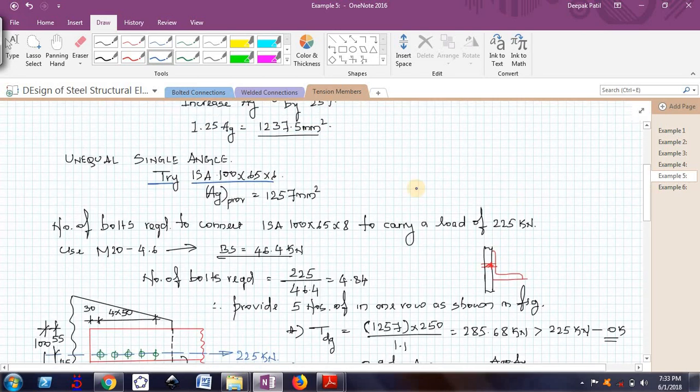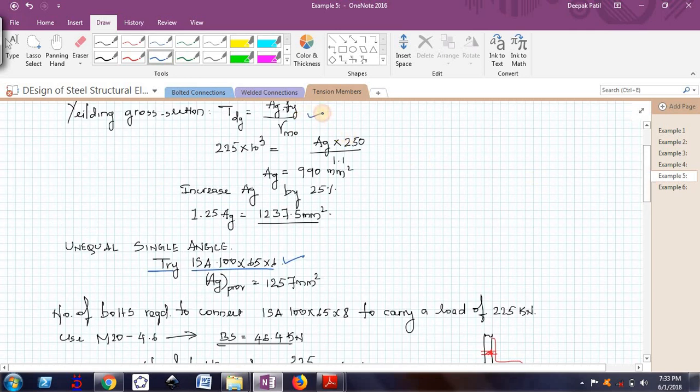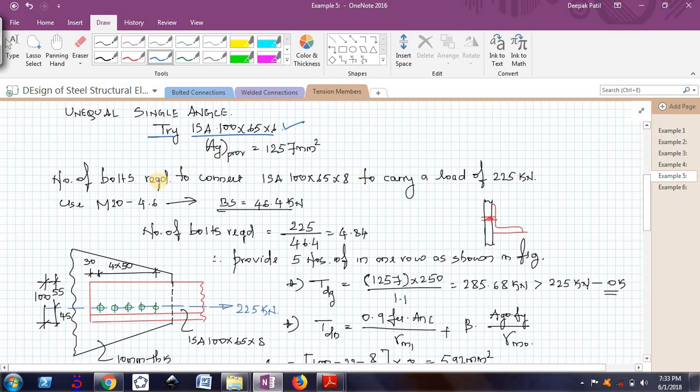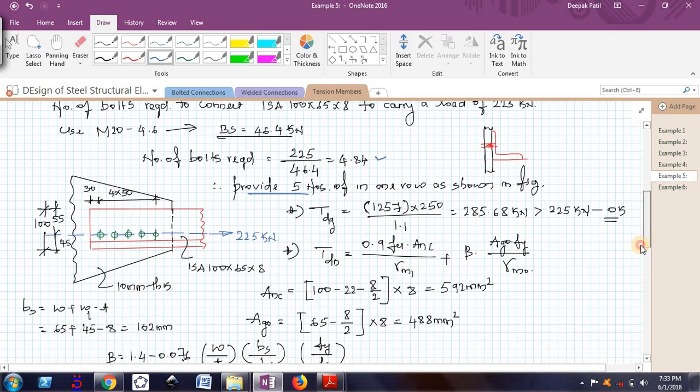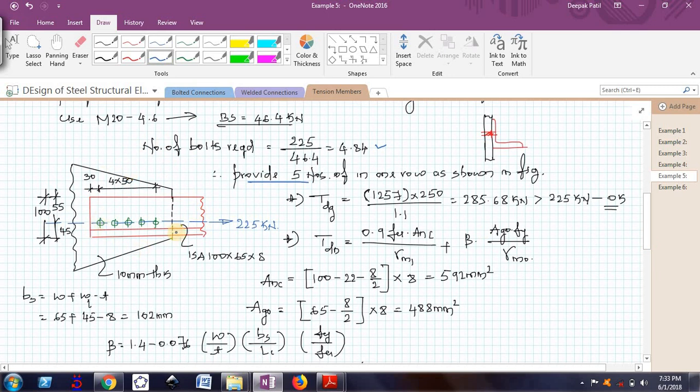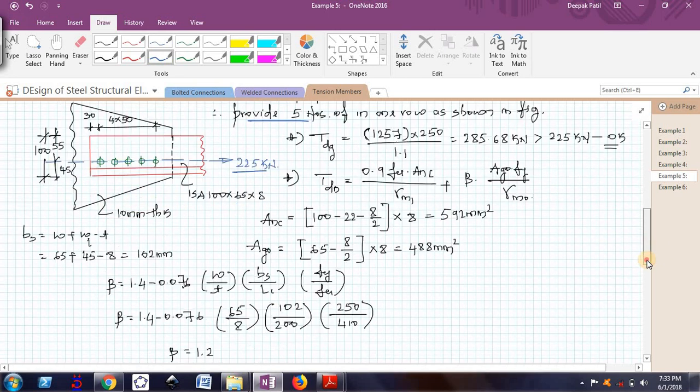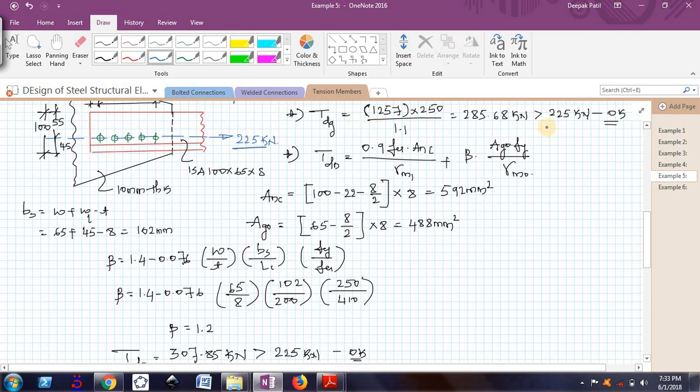In the initial stages, you arrive at a section based on the TDG formula. You find the AG required, increase it by 1.25 times, that is 25%, and you will get one figure. Choose an appropriate section. Then find the number of bolts required and arrange those bolts as you wish. Then you have to prove that this angle with this number of bolts is able to carry the applied load. So you check for TDG.